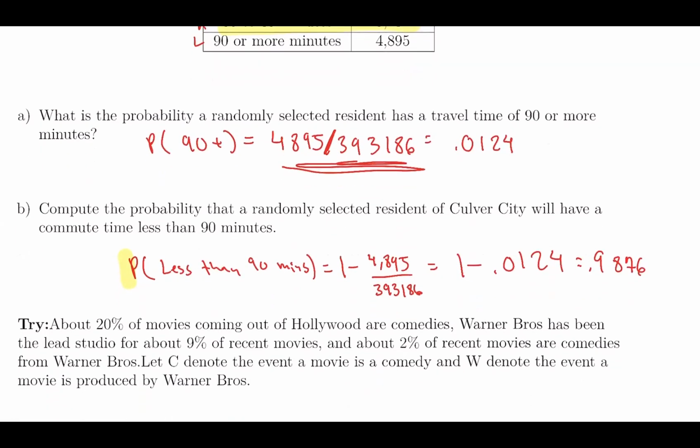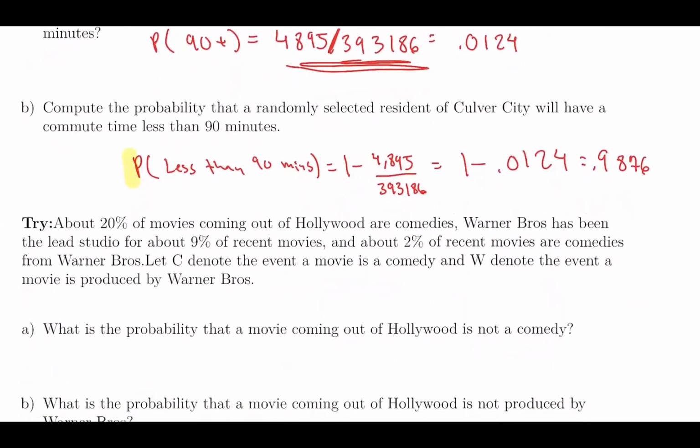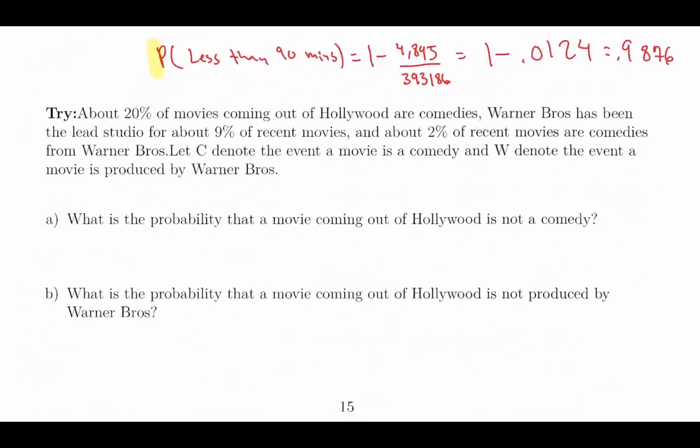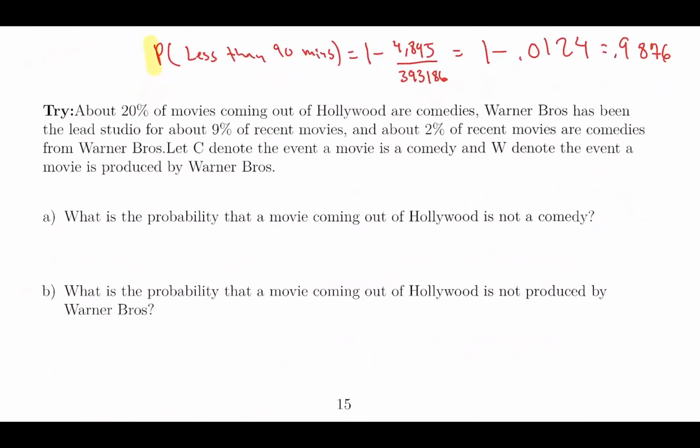All right. So up next, we're going to go ahead and try this. If you look at it, it's exactly the same problem. So the probability of it being comedy is still 0.20. The probability it is produced by Warner Brothers is still 0.09. The probability it is both C and W is 0.02.